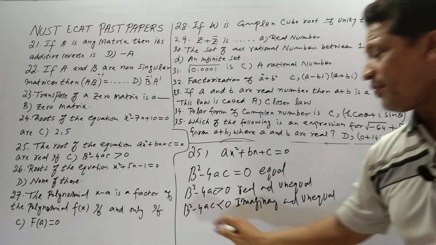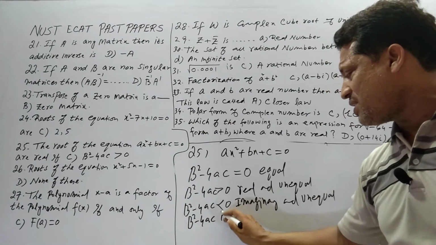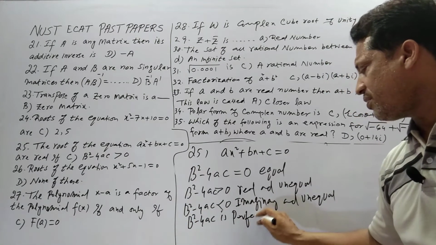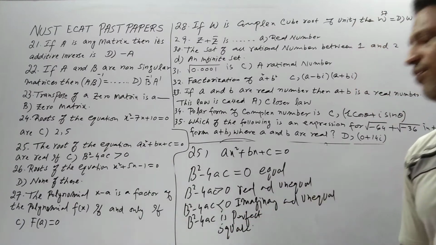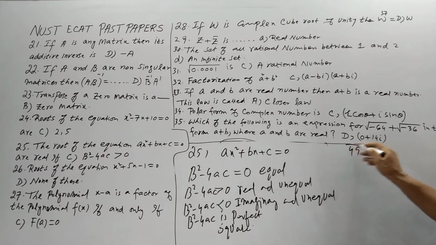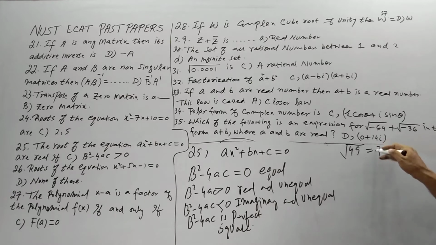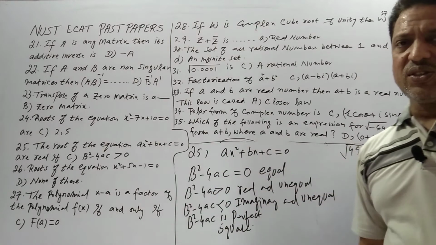And finally, if b squared minus 4ac is a perfect square. Perfect square means a number whose square root is a whole number. For example, 49 is a perfect square because the root of 49 is 7. Similarly, 100 is a perfect square because the root of 100 is 10, and so on. So these are the 4 properties of the discriminant.